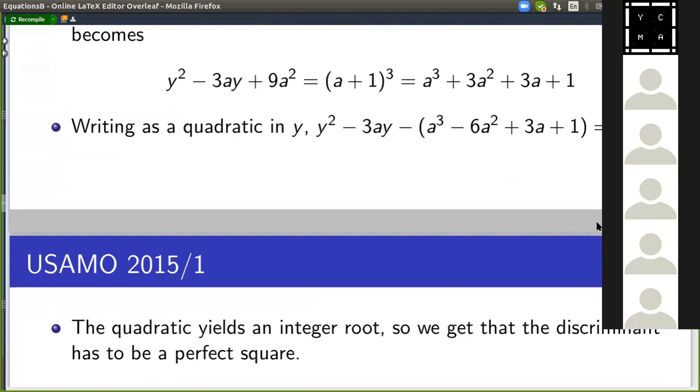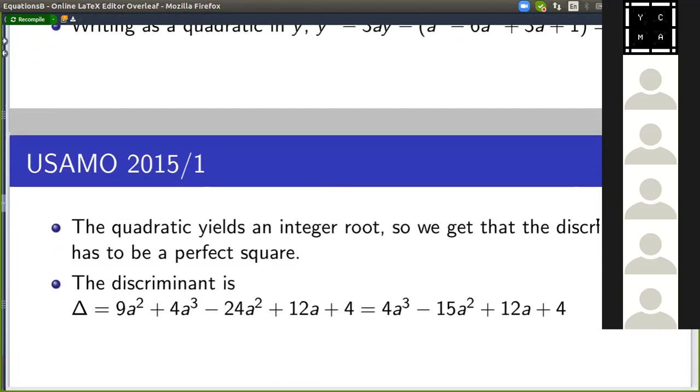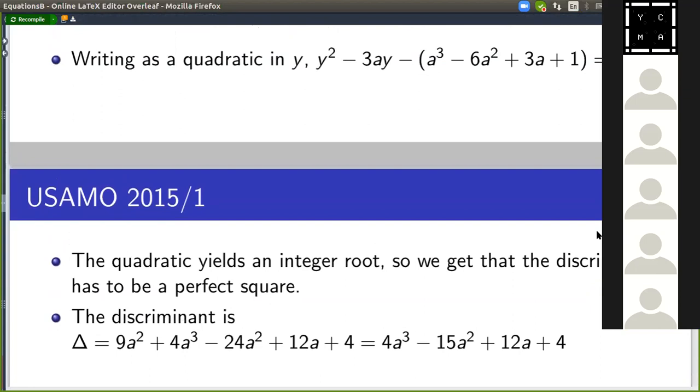For all of you unfamiliar with the term, it's just b squared minus 4ac. It's the number inside of the radical in the quadratic formula. And we're going to denote it as delta. Brian, scroll down. Yeah, so the discriminant is going to be 9a squared plus 4 times the constant term. So 9a squared plus 4a cubed minus 24a squared plus 12a plus 4. And we get this ugly expression, which we want to be a square. So how are we going to get this to be a square? What's something which would be very nice about this expression if it were true?